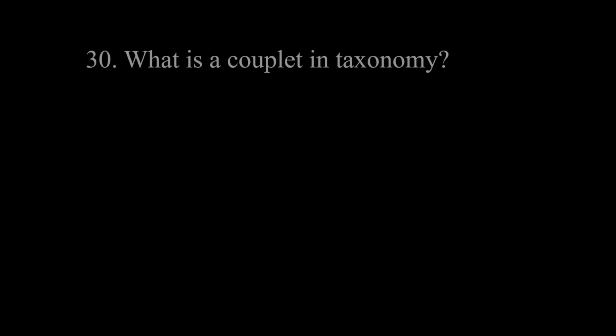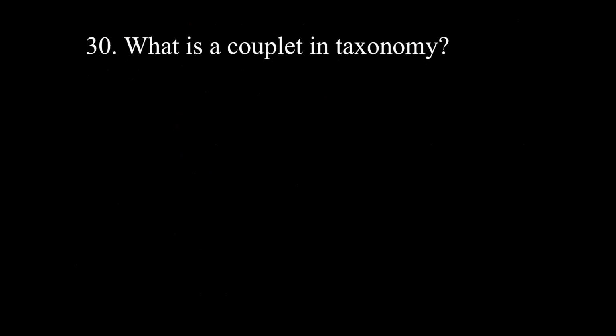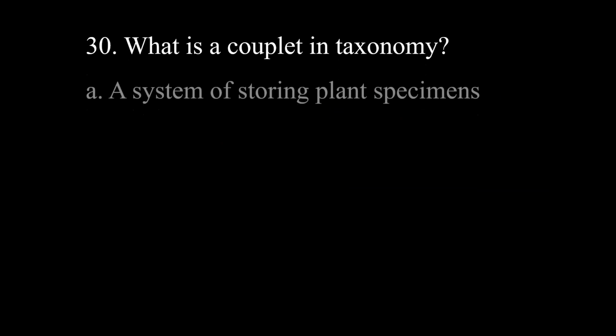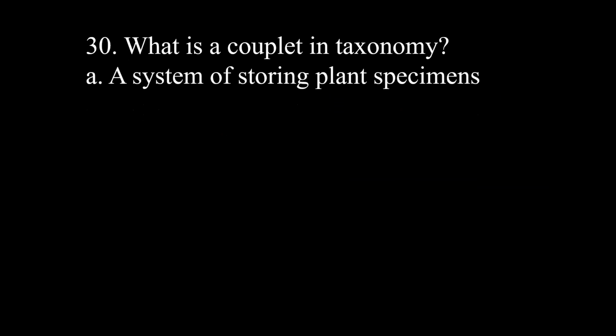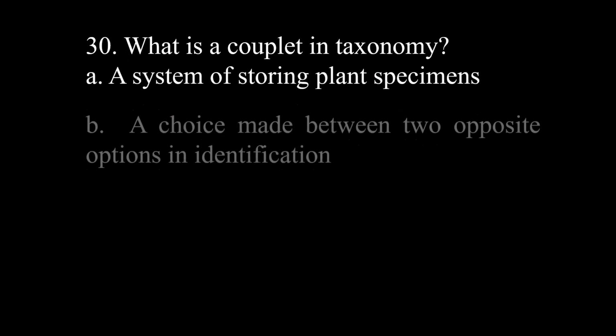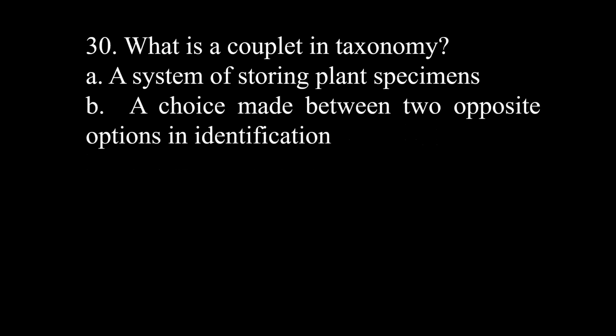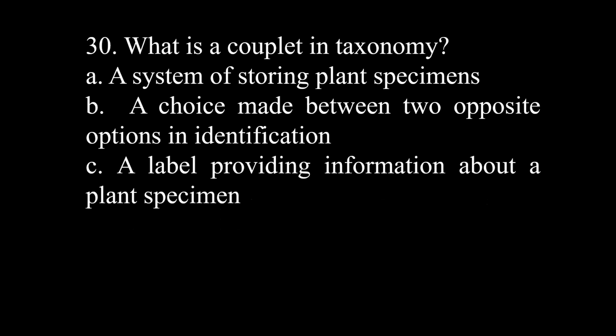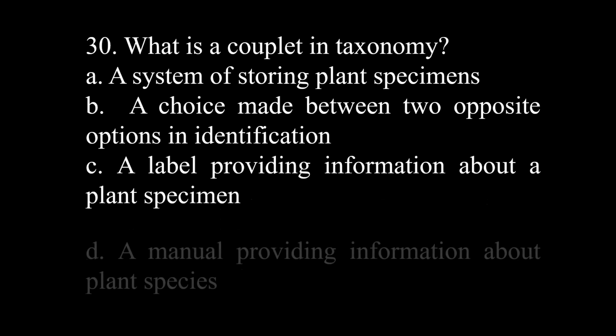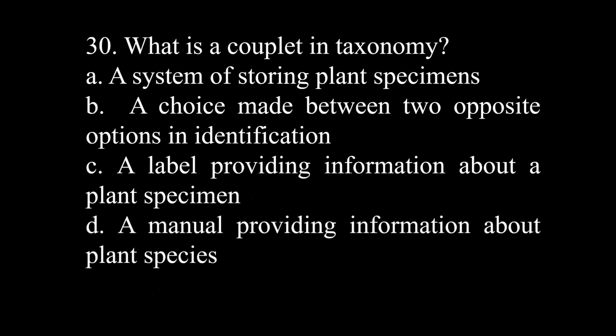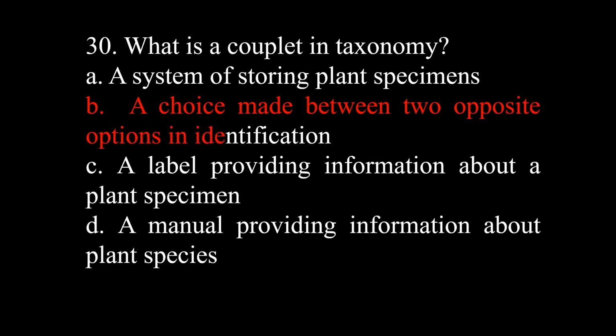What is a couplet in taxonomy? A. A system of storing plant specimens. B. A choice made between two opposite options in identification. C. A label providing information about a plant specimen. D. A manual providing information about plant species. The correct answer is B. A choice made between two opposite options in identification.